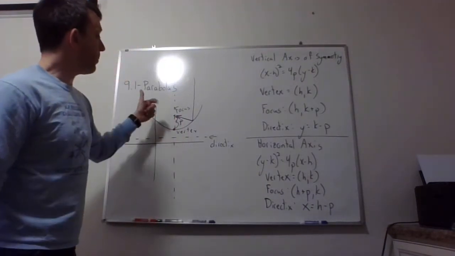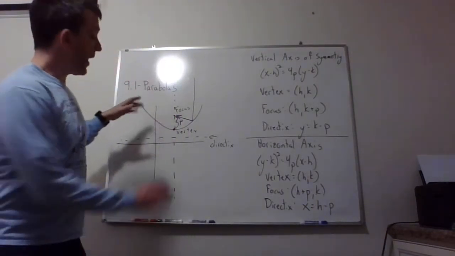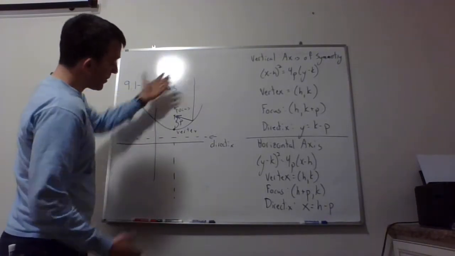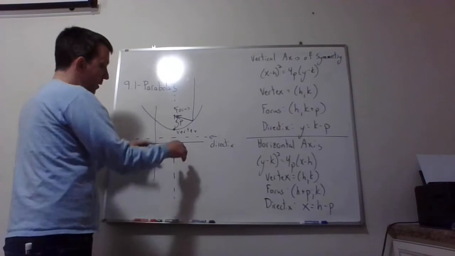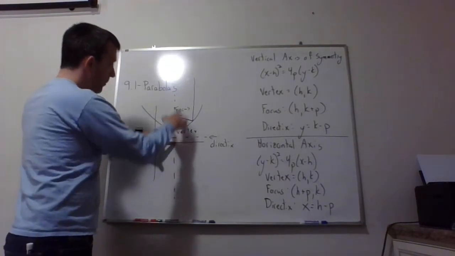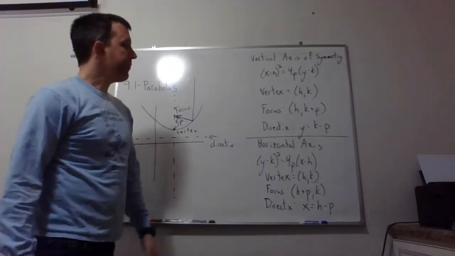Now, it's possible that p is a negative value. If that happens, all that it does is turn your parabola upside down. So your parabola would open down, the focus would be below the vertex, and the directrix would be up above.